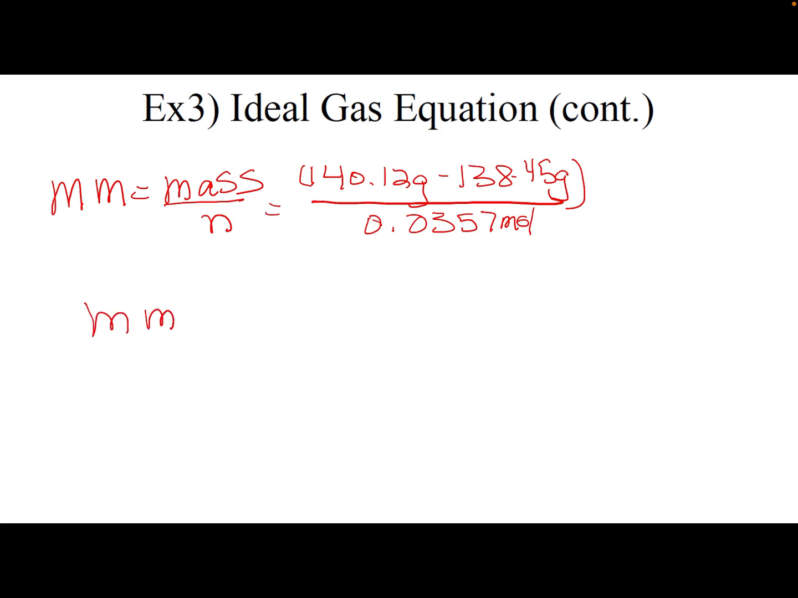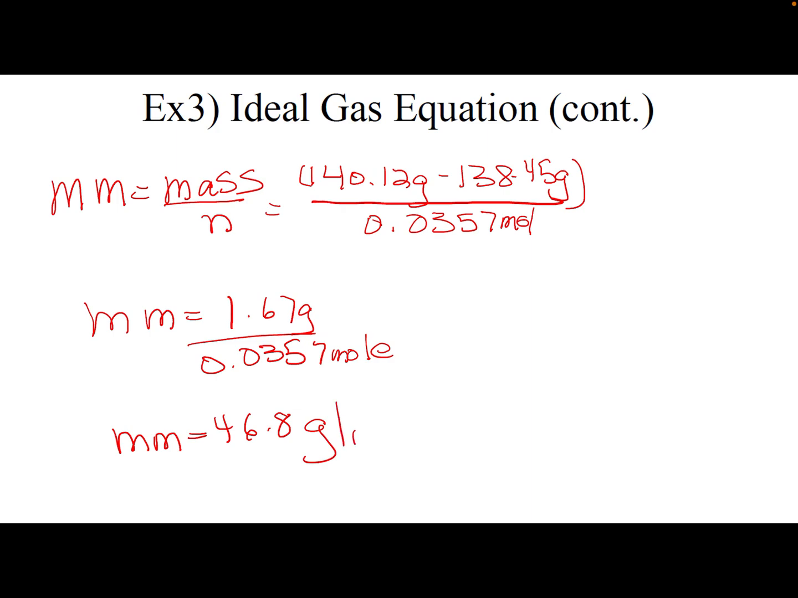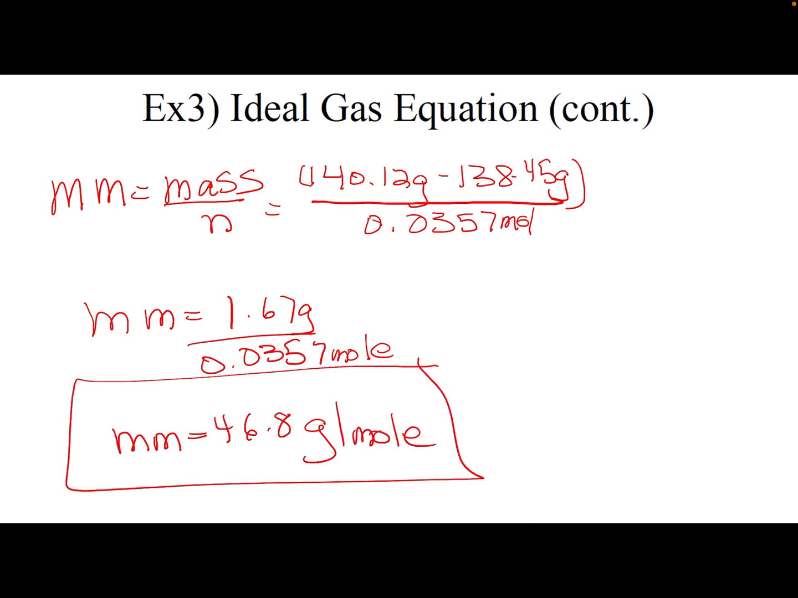And so you should find that the molar mass is 1.67 grams divided by 0.0357 moles. So the molar mass of our gas is 46.8 grams per mole. So look back through this example again because some of your homework problems will be like that, okay?